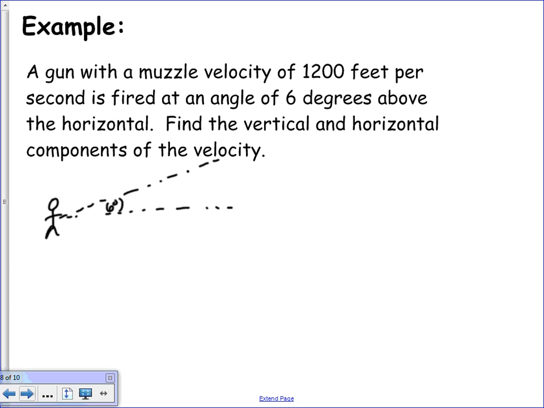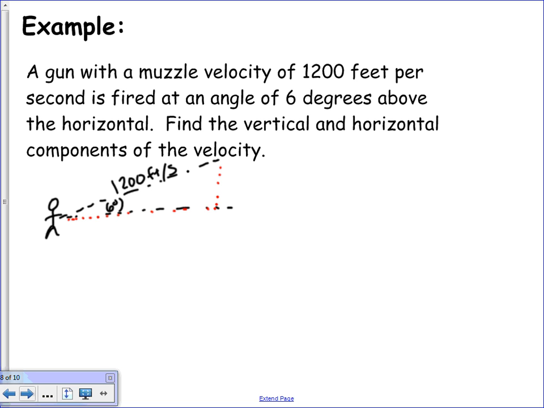And my velocity is 1,200 feet per second. So that would be like my magnitude over here, where the bullet would actually be going, so 1,200 feet per second. And what I'm curious about finding are the vertical and the horizontal components. So I'd like to know what's the vertical and the horizontal component of that velocity. And so it's really like I'm looking again for that a and b of my vector.